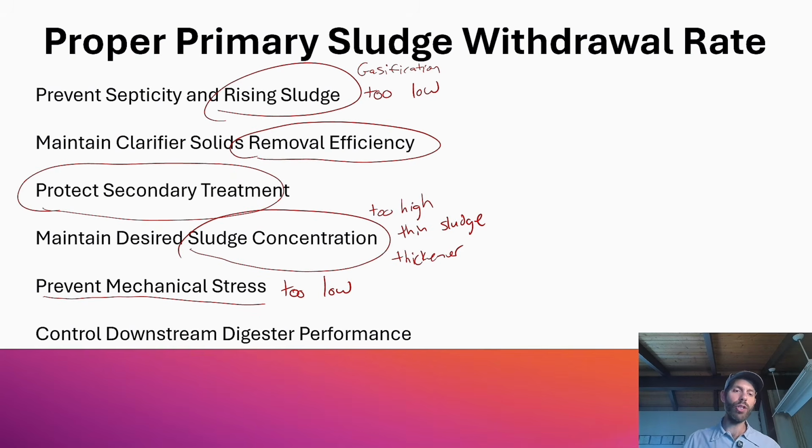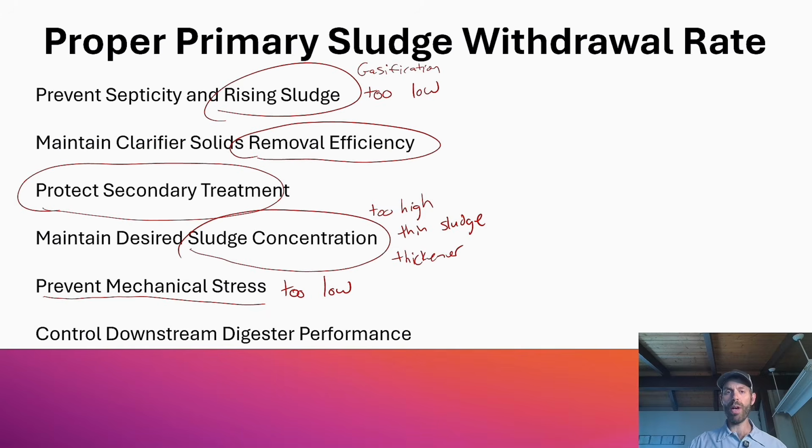And the last thing is you control downstream digester performance. I already talked about that with the thickening and, you know, pumping thin sludge to your digester. It can wreck a ton of stuff if you're pumping a bunch of water. Water is really difficult to heat up, costs a lot of money. You want as little water as possible going to your digester. So those of us without thickeners, we have to do something about that, maintain some kind of a blanket, okay?